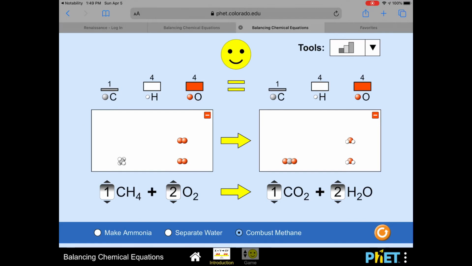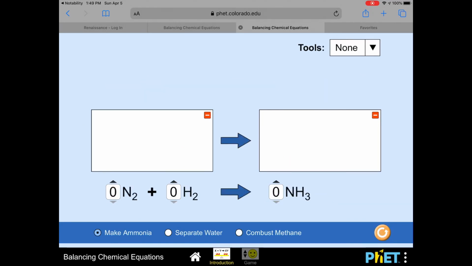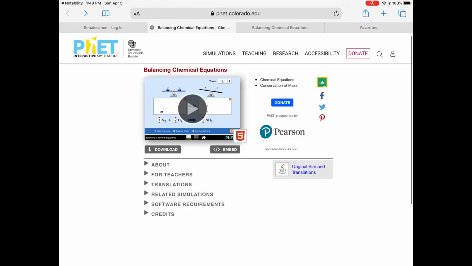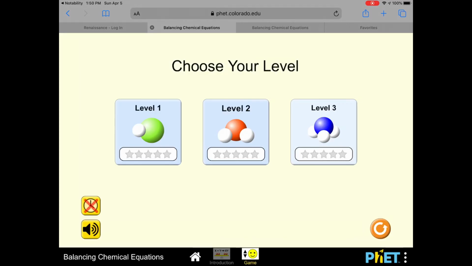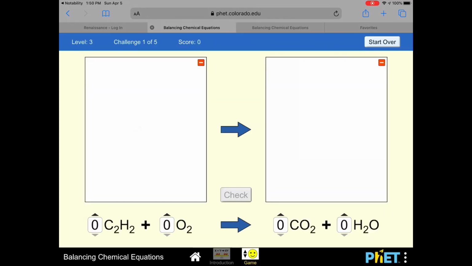They have more than this. I can reset it or whatever. But if I go back out, I can also click on game. And now there's different levels. So I'm going to jump to level 3 because I've done it before. And notice there's 1 of 5 challenges. If you wanted to play with something to give you a visual of what you're actually doing, again, I'm giving everything 1 to start with.